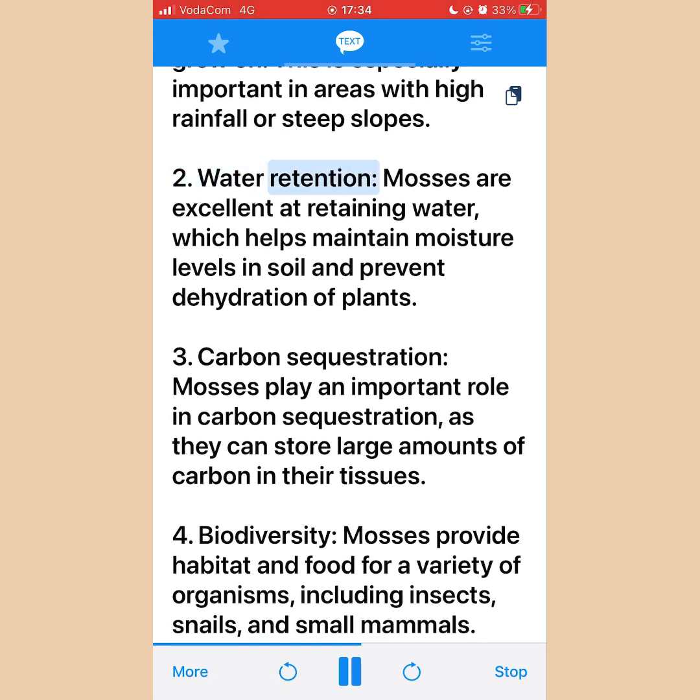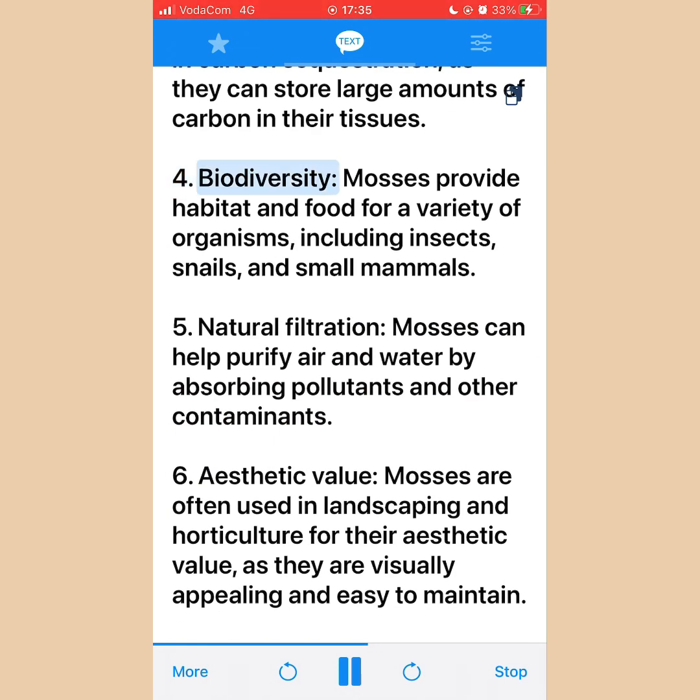2. Water retention. Mosses are excellent at retaining water, which helps maintain moisture levels in soil and prevent dehydration of plants. 3. Carbon sequestration. Mosses play an important role in carbon sequestration, as they can store large amounts of carbon in their tissues. 4. Biodiversity. Mosses provide habitat and food for a variety of organisms, including insects, snails, and small mammals.